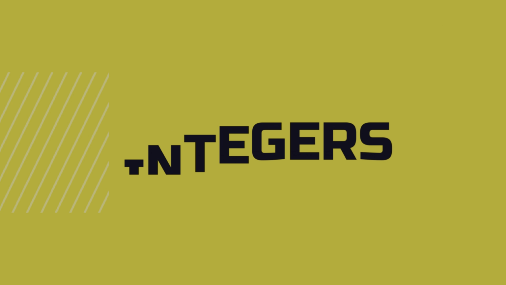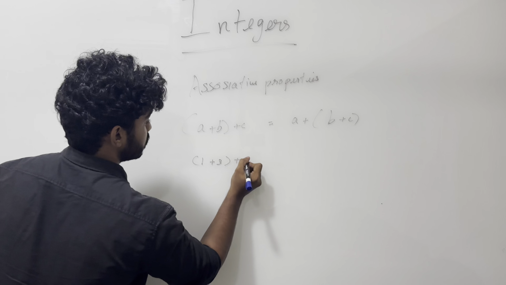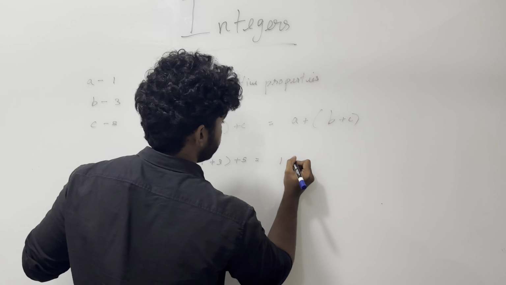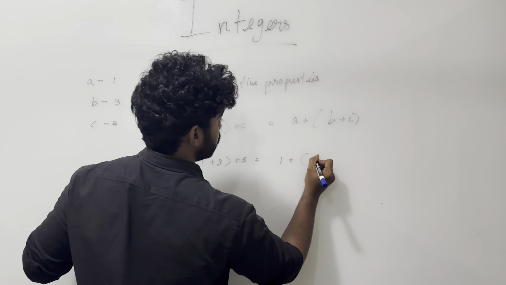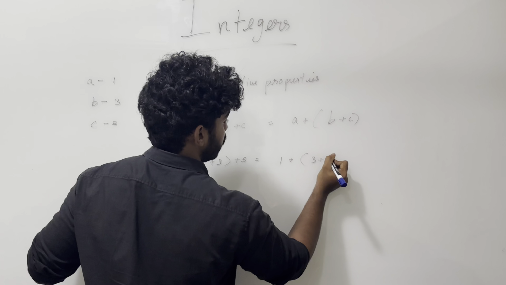If you substitute these values, you get 1 plus 3 plus 5 equals 1 plus the bracket of 3 plus 5. We already know by BODMAS rule that whatever comes in the bracket should be simplified first. So 1 plus 3 is 4 and 4 plus 5 is 9. On the right hand side, 3 plus 5 is 8, so 1 plus 8 is 9. The next subdivision is the closure property of subtraction of integers.